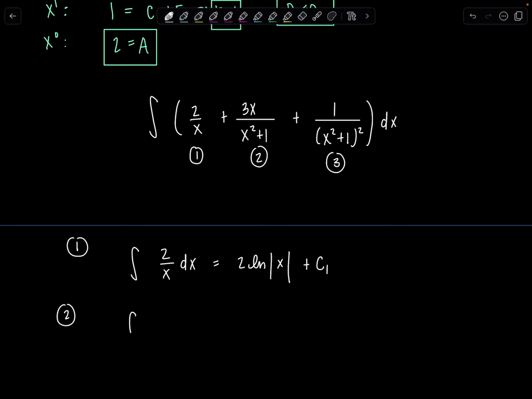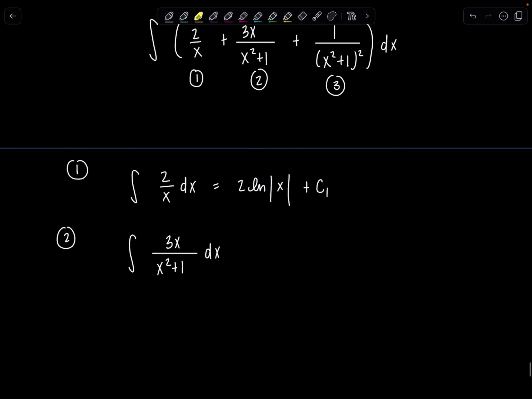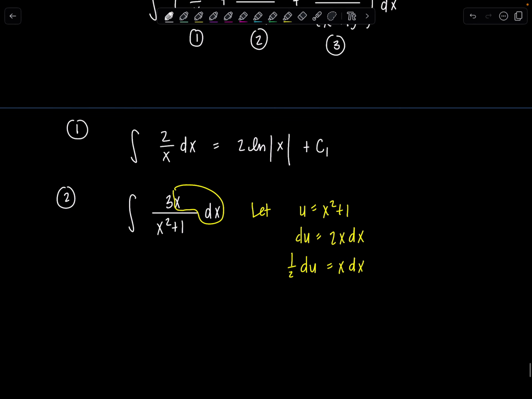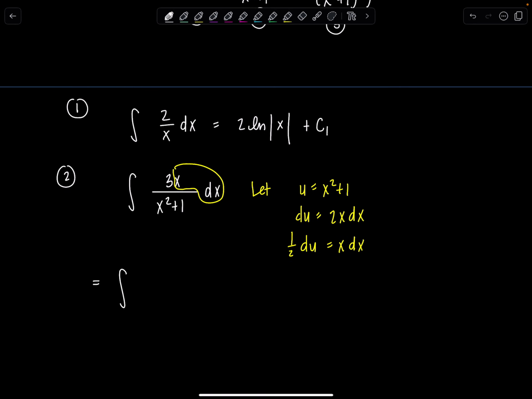Okay, integral number 2, we have 3x over x squared plus 1 dx. This one just needs a simple u sub because the degree of the denominator is exactly one more than the degree of the numerator. So I can go ahead, let u equal x squared plus 1. Then du would be 2x dx. So 1/2 du is x dx, which we have right here.